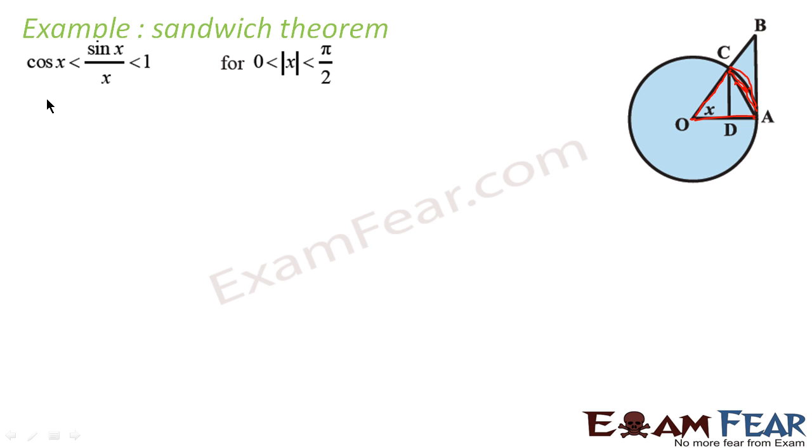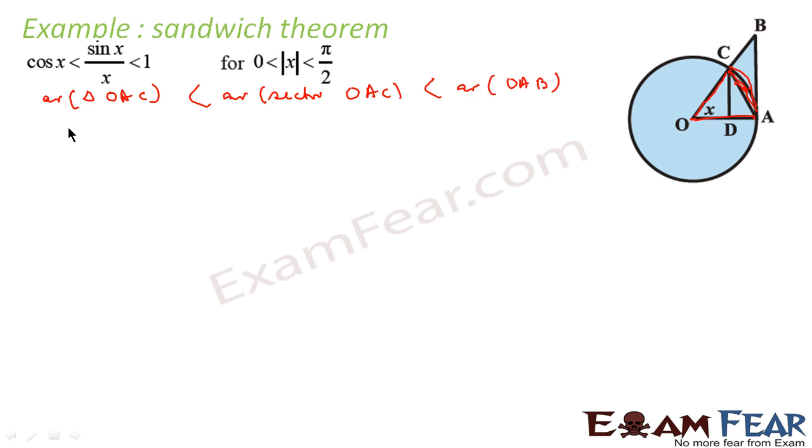So we can say that the area of triangle OAC is always less than the area of sector OAC, because this sector includes also the curve area, and this is always less than the area of triangle OAB. Because OAB is a bigger triangle. The smaller triangle's area is always less than this sector, because this sector includes this area also, and that is again always less than the bigger triangle.